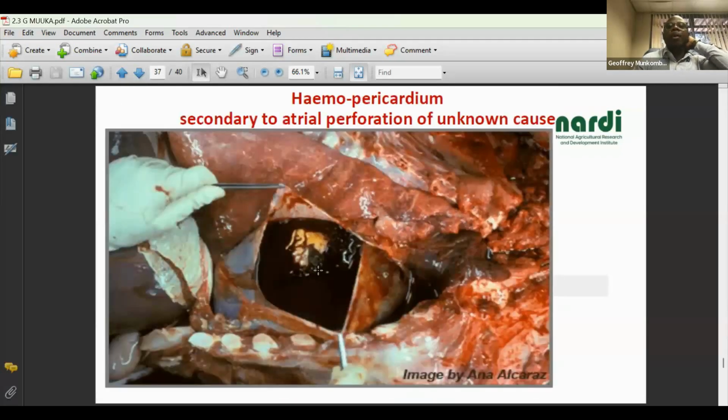This is hemopericardium. This is blood around the heart. It's a common finding, but most of the time this might be traumatic. And also, you have to be very sure that you rule out any other pathological condition. Next slide.